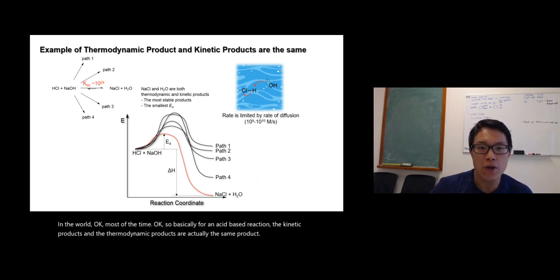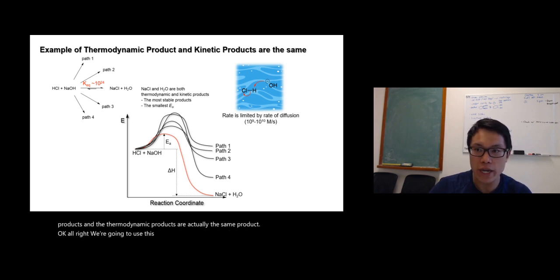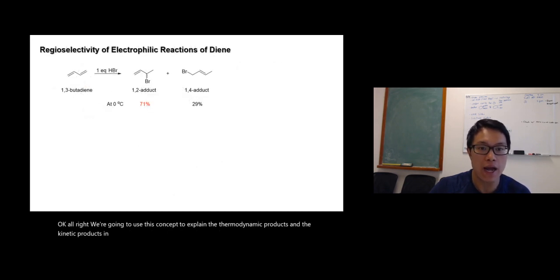All right, we're going to use this concept to explain the thermodynamic and kinetic products in the conjugated diene system. Let's talk about this in the next video.